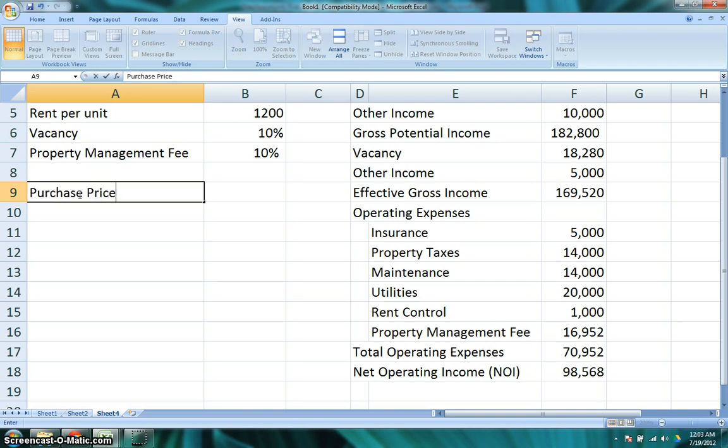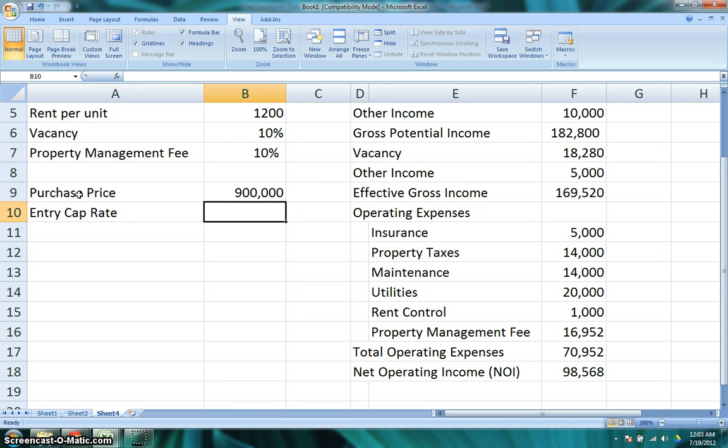So to calculate the cap rate, we would need to know what the purchase price of this property is. So in this case, we're going to assume the purchase price is $900,000. So we'll call this the entry cap rate, because it's the cap rate of the property when we're buying it or entering the project. And that cap rate formula takes the net operating income and divides by the purchase price of the property. And the cap rate right there is, let me break it out, 10.95%.